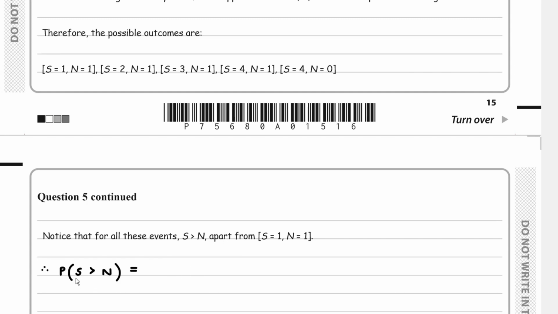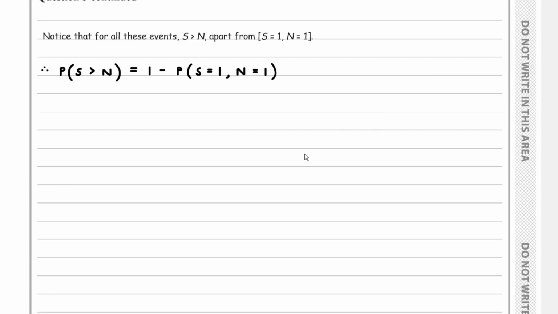So the way we can get that, to find the probability that S is greater than n, we need to do 1 minus the probability S equaling 1, n equaling 1. And that way we get these probabilities. And what this will simplify to is 1 subtract the probability that S equals 1. And we know what the probability that S equals 1 is. We worked that out in part C. We found that to be 0.2. So we have 1 minus 0.2, which is 0.8.